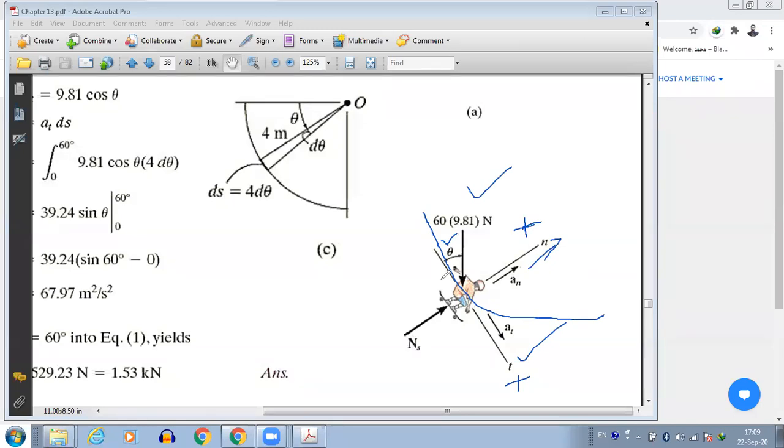Okay, good. Now if things are clear here, let's make the summation of forces: summation of forces in the normal direction, and summation of forces in the tangential direction. There are only two forces involved. One is the normal reaction, and the other is the weight. Weight will have a component in the tangential direction as well as a component in the normal direction. But the normal reaction will have no component in the tangential direction. It is acting in the normal direction.